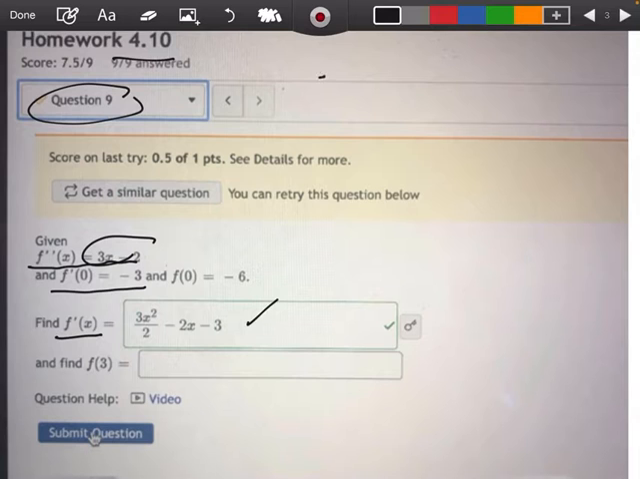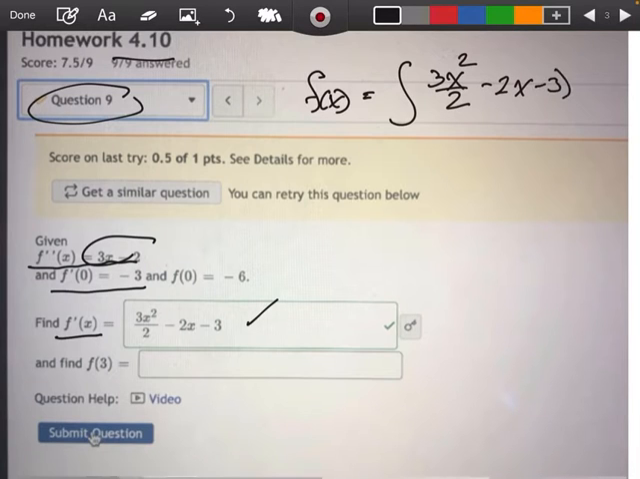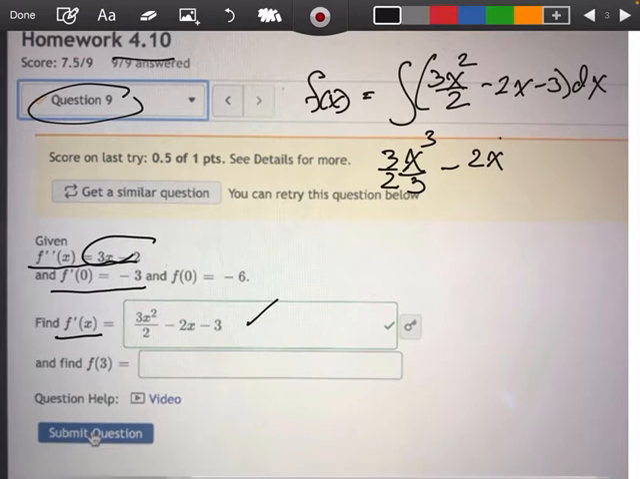In order for me to find f of 3, y'all, I need to find f of x. So the way we're going to find f of x is we're going to take the antiderivative of 3x squared over 2 minus 2x minus 3, all with respect to x, okay? So remember what we're going to do here. We're going to say, look, this is 3 over 2. We're going to add 1 to our exponent, and we're going to divide by that same number, okay? Minus 2, we're going to add 1 to our exponent. We're going to divide by that same number, minus a 3x, plus some constant. I'm going to call it d, y'all, okay?